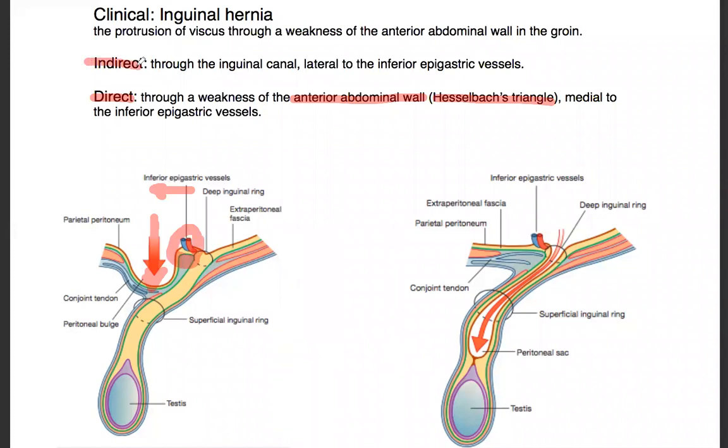Okay? The other one is called indirect. Indirect goes through the inguinal canal itself, meaning it enters through the deep ring and passes out through the superficial ring. Okay? This one is lateral to the inferior epigastric vessels. Make sense? Direct is medial, but indirect is lateral. Direct goes through the wall directly, but indirect goes through the inguinal canal. The easiest way to remember it is indirect through the inguinal canal.